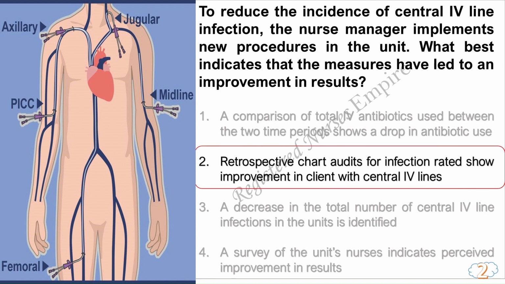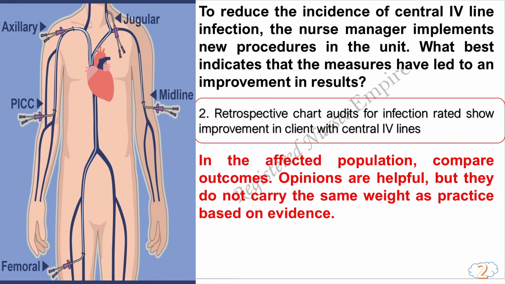The answer is 2. Retrospective chart audits for infection rates show improvement in clients with central IV lines. In the affected population, compare outcomes. Opinions are helpful, but they do not carry the same weight as practice based on evidence.